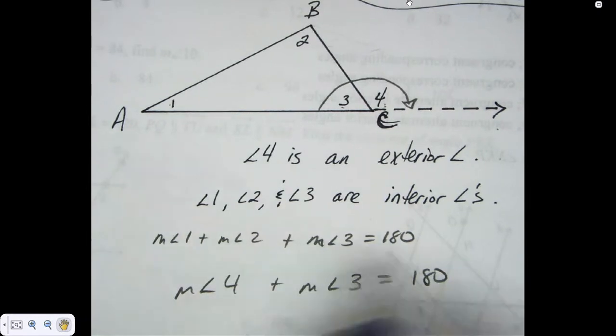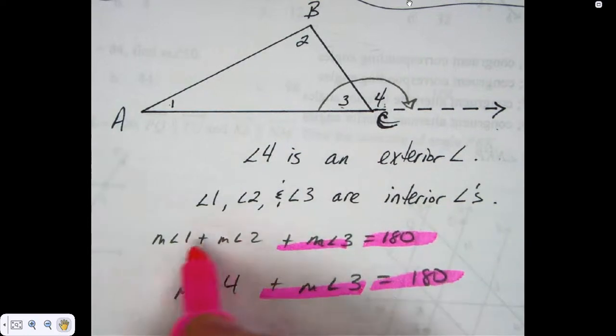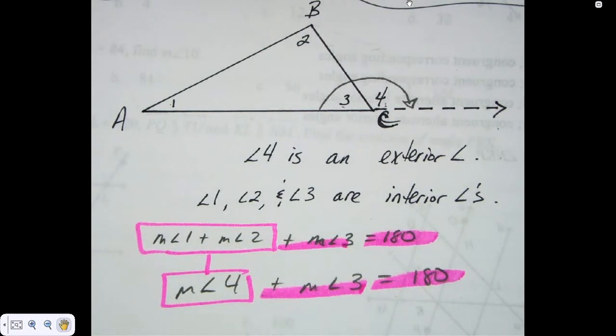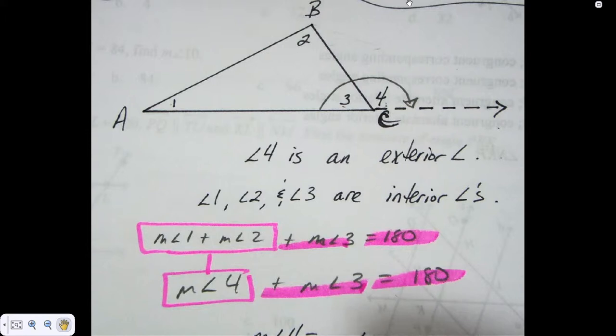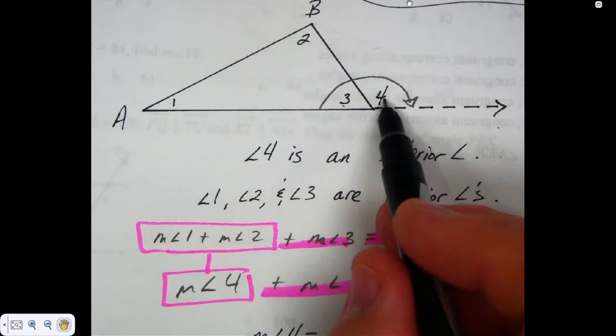Looking at these two on top of each other, what has to be equal? Isn't all of this the exact same thing? So wouldn't this have to be the exact same thing as that? Wouldn't it? It's the same amount left out of 180, isn't it? So the measure of angle 4 has to equal what? The measure of angle 1 plus the measure of angle 2. What this is called is the exterior angle theorem. An exterior angle will always equal the sum of its remote interior angles.